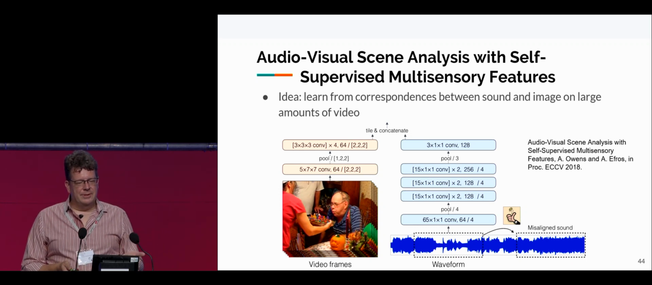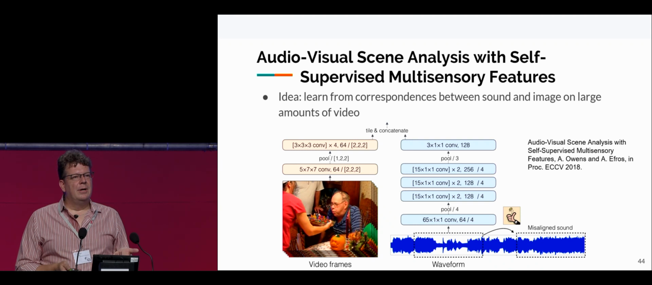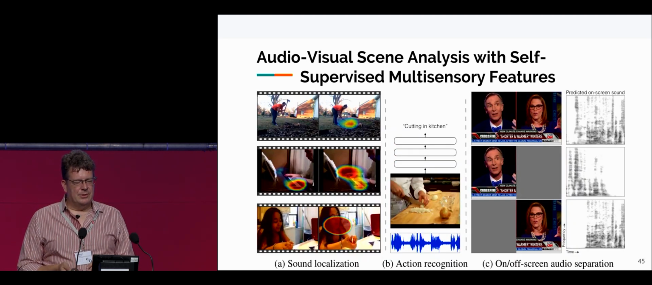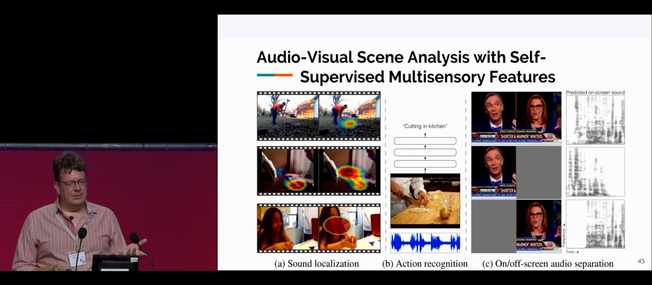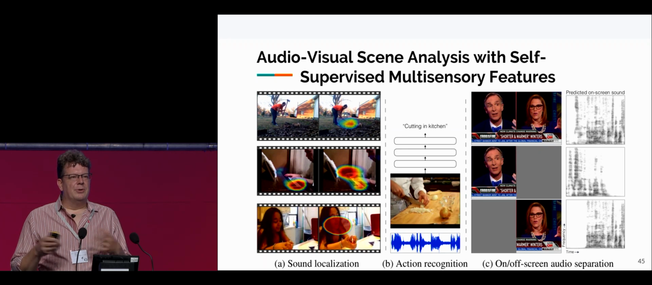There is more work that's going on in the same direction that says, can we learn correspondences even between sounds and images on large amounts of video? So we're not necessarily restricted to speech, but we're also learning correspondences between sounds, non-speech sounds, and objects in the images, and we are able to do things like sound localization, action recognition, or on and off-screen audio separation.